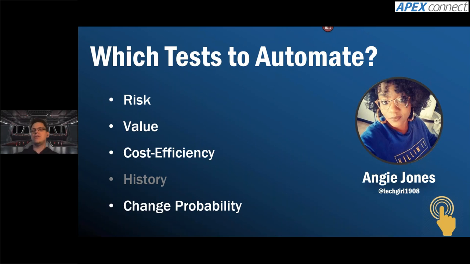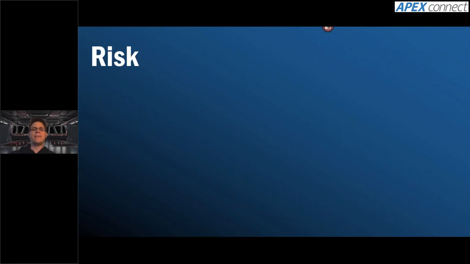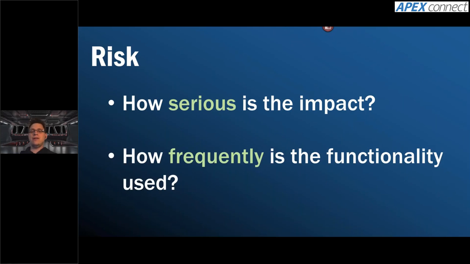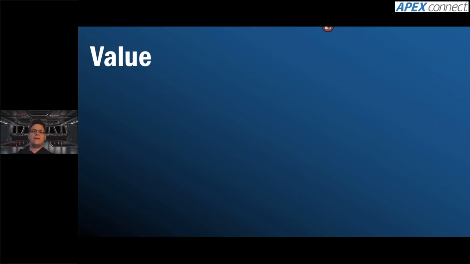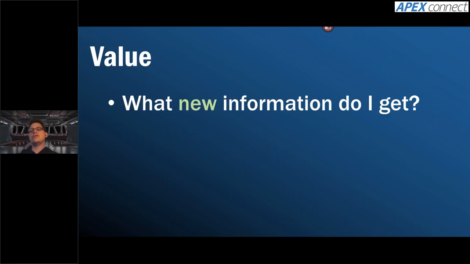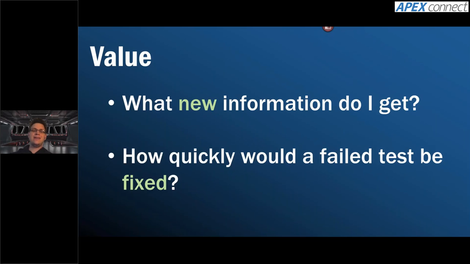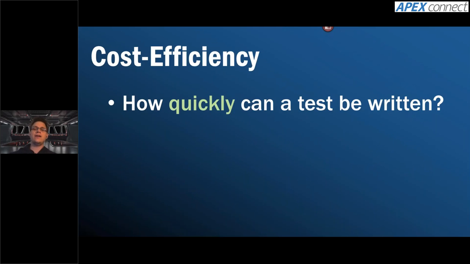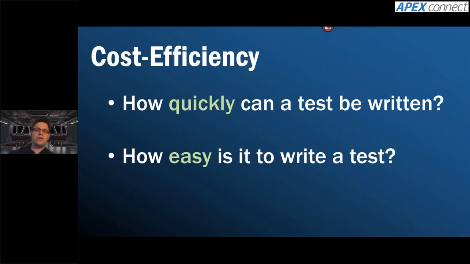And I can't go too deep into that, but I want to give you an impression of what the questions are that you have to ask when you are approaching these 4 criteria. Risk: how serious is the impact? And how frequently is the functionality used? Value: what new information do I get from a test? And how quickly would a failed test be fixed? Cost efficiency: how quickly can a test be written? And also, how easy is it to write a test?